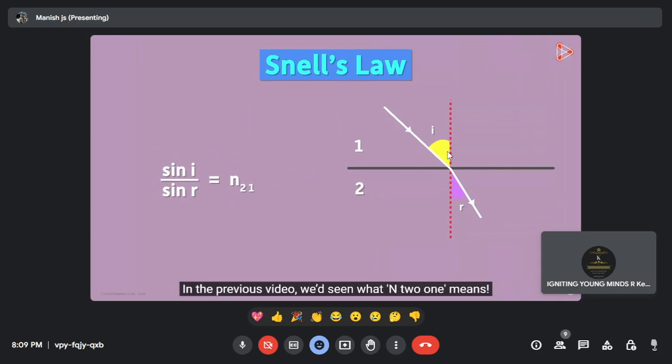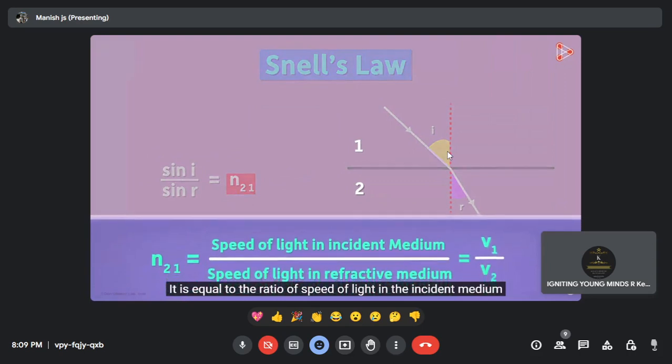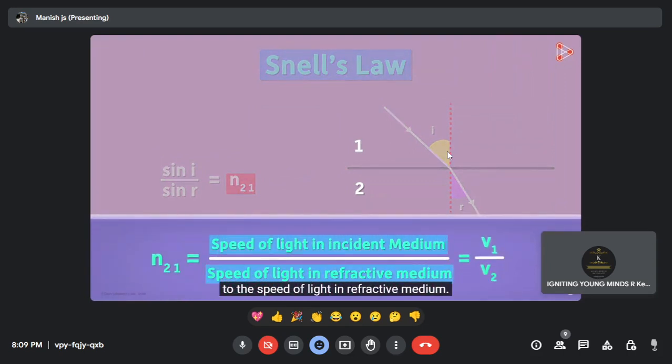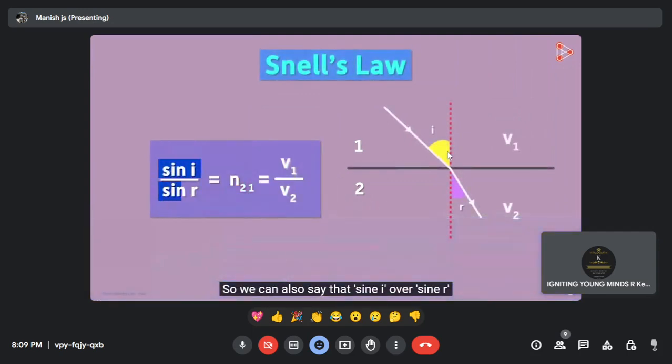In the previous video, we had seen what n21 means. It is equal to the ratio of the speed of light in the incident medium to the speed of light in the refractive medium. So we can also say that sin i over sin r is v1 over v2.